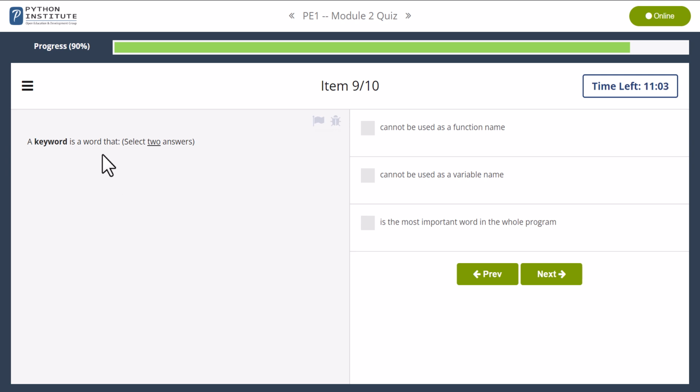A keyword is a word that cannot be used as a function name, and it cannot be used as a variable name. Is this the most important word in the whole program? There is no such thing, like just one most important word in a program.